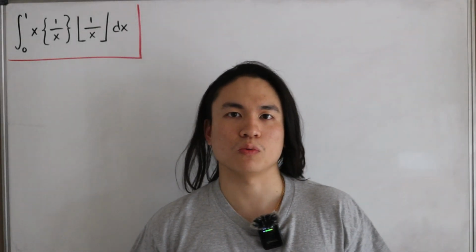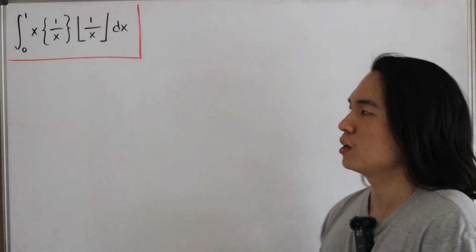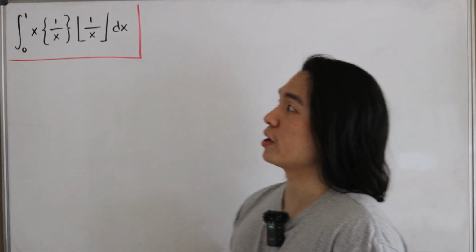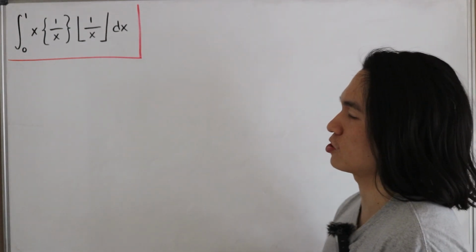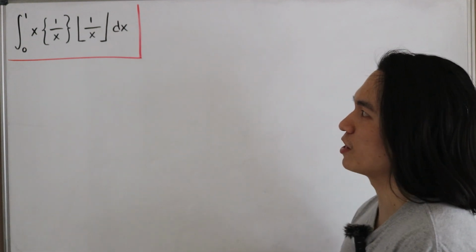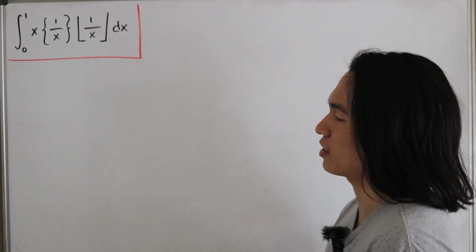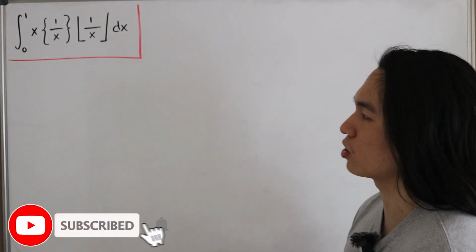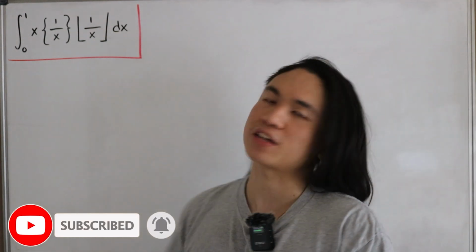Okay, so welcome back to another video. Here we have a definite integral whose integrand is composed of just the function x in combination with the fractional part of 1 over x, multiplied with the floor of 1 over x, dx.